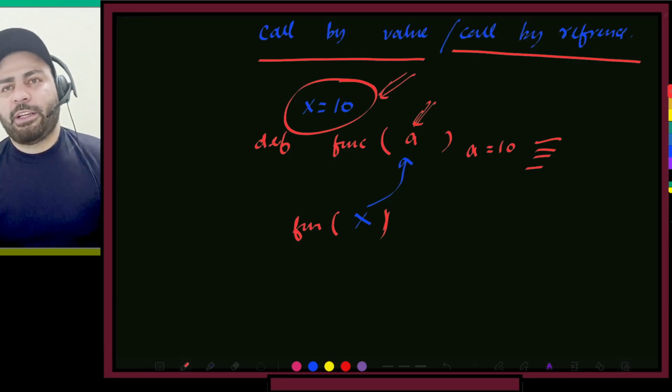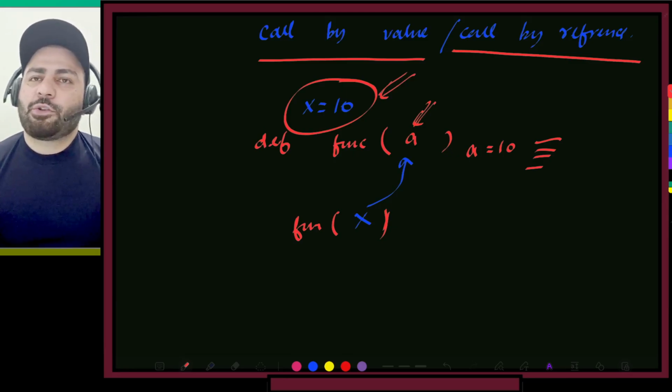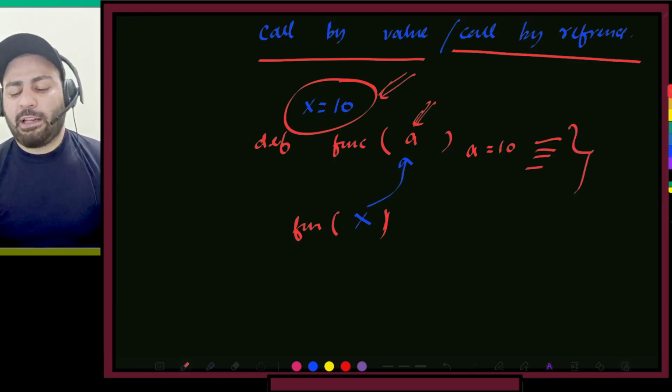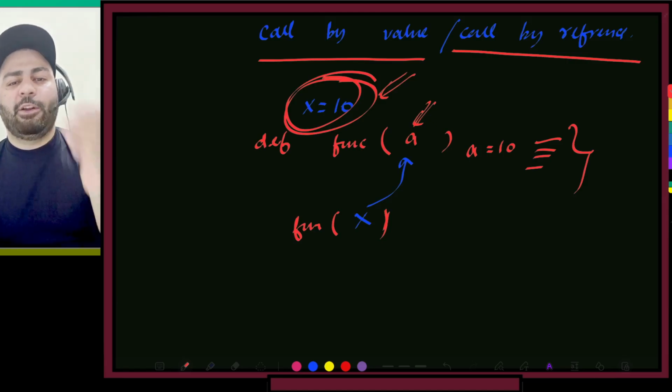Once that function is done with its computation, and you saw that we have the function calling stack, or what we call the call stack, once it is removed from that stack, all this information is gone, and we are left with this information. So call by value essentially means you just give the value to the function.